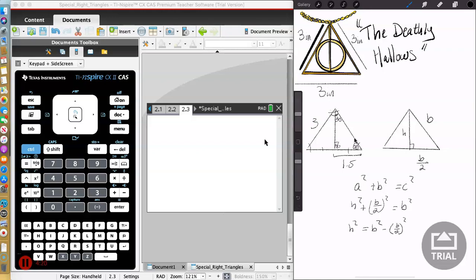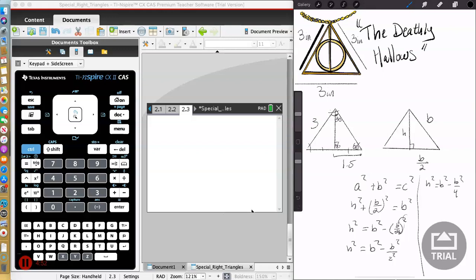So we take b squared, and again, I'm just going to say h squared equals b squared minus this whole piece right here, this section and this section here that we've got squared. We're going to do the whole thing, which ends up being b squared over 2 squared, because we square this across to both terms in here. So when we do that, we end up getting h squared equals b squared minus b squared over 4.